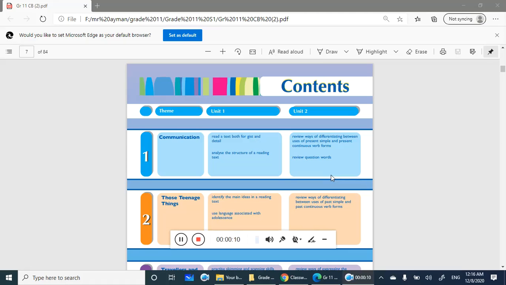Today we are going to learn Theme 1 Communication Unit 2, Grade 11, Sultanate of Oman. So the objectives of this unit are to review ways of differentiating between uses of present simple and present continuous verb forms. Then we are going to review question words.